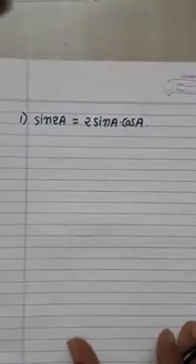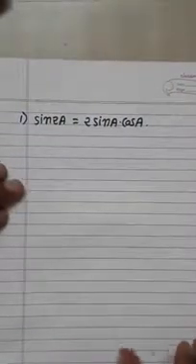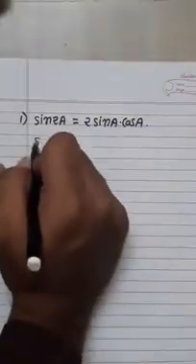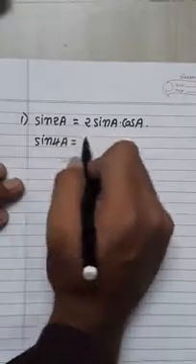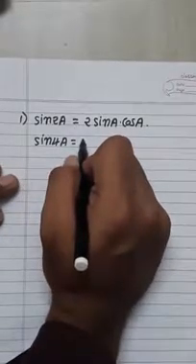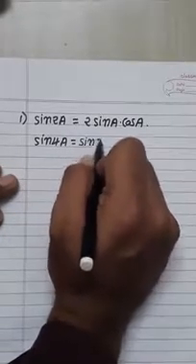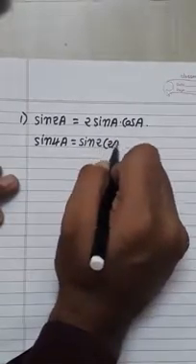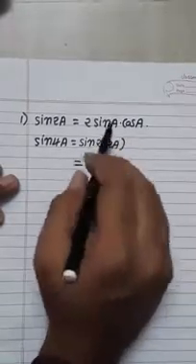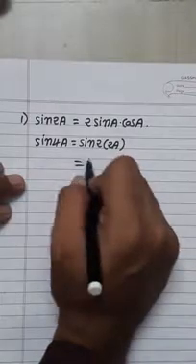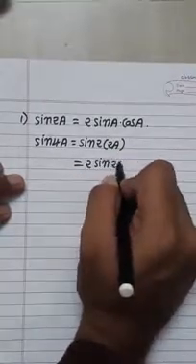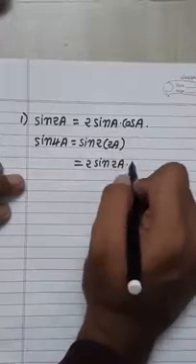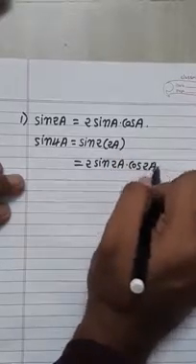Now suppose sin 4a is present in place of 2a. So how can we apply this formula? We can write sin 4a as sin 2 into bracket 2a. Now again the same formula applies here. So 2 times sin 2a into cos 2a.